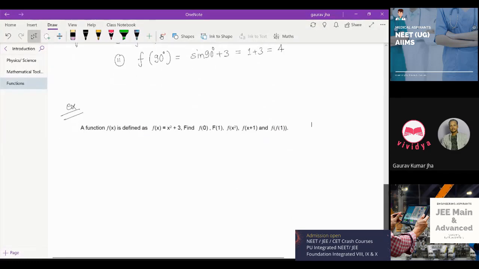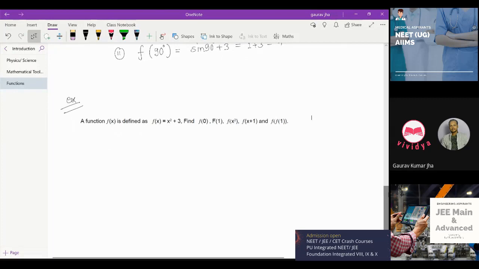Okay. Yeah, so here is a function. A function is defined by f(x) is equal to x square plus 3. You have to find f of 0. You have to find f of 1. Okay, f of 0 and f of 1. And f of x square, f of x plus 1, and f of 1 separately. Okay, so first you will do f of 0, then f of 1, then f of x square, then f of x plus 1, and then f of f of 1. Try with this function.